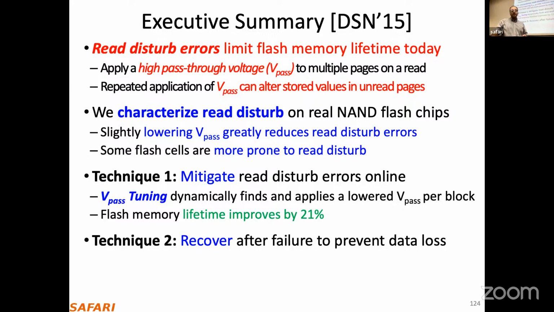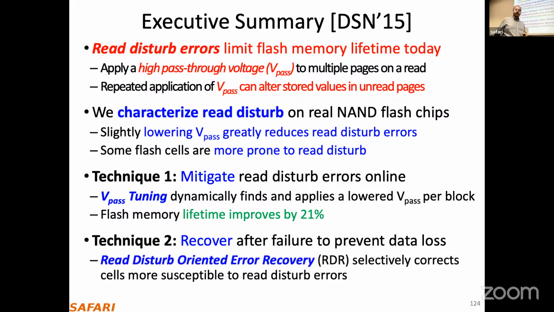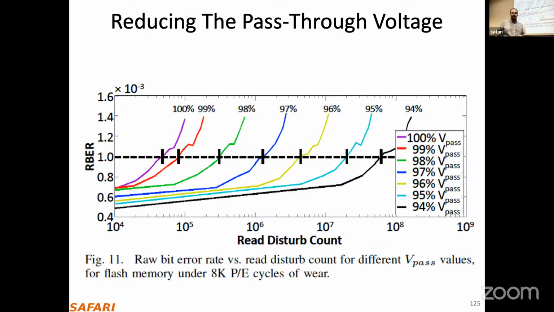And here you can also implement a recovery technique after failure, using the key insight from this observation that some flash cells are more prone to read disturb. We will see later how we can implement that. And with that, we reduce raw bit error rate by up to 36%. Okay, so this is the observation, a kind of motivational analysis that we have done.